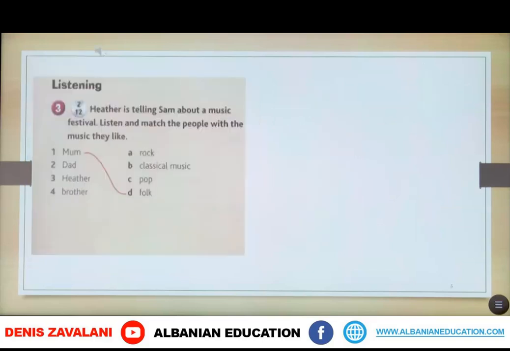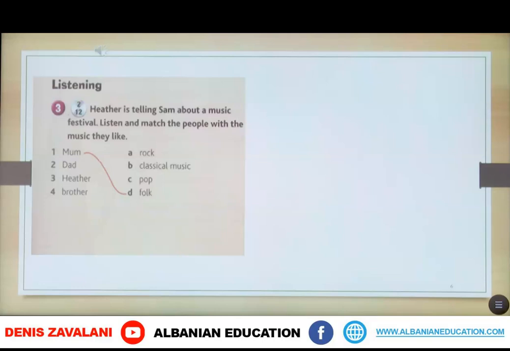Okay. Now, in exercise 3, what you're going to do now is you're going to listen to Heather telling her friend Sam about a music festival. You're going to listen to and match the people with the music they like. So listen to it and match the people and the music. Unit 4, Students' Book, page 47. Exercise 3. Listen and match the people with the music they like.